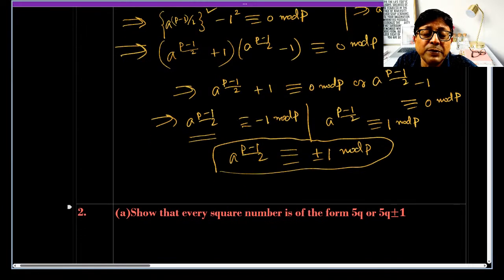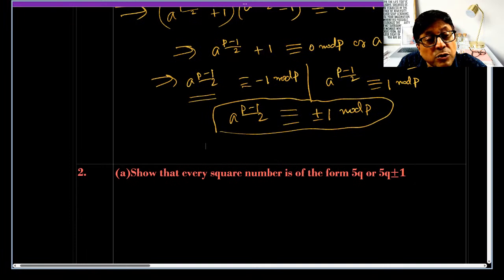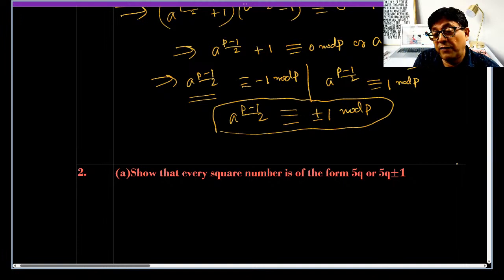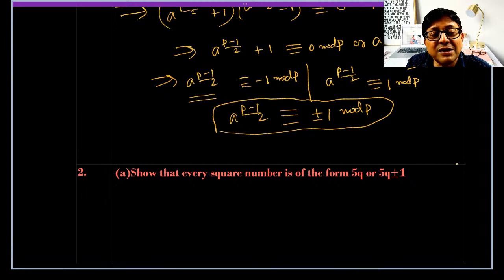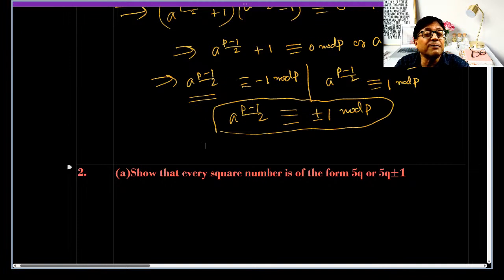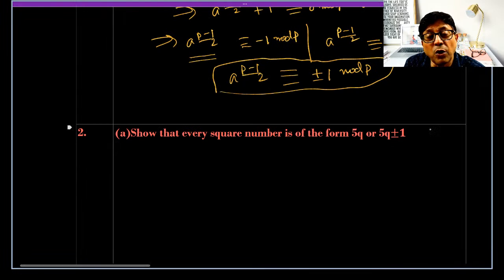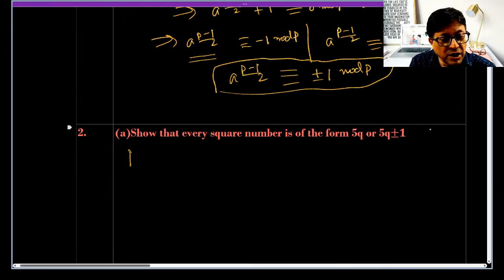So when you are going to prove that every square number is of the form 5q or 5q plus 1, this is a great help. So how to prove it? By using another version of Fermat's little theorem. So how do we apply the concept of Fermat's little theorem to prove this? Every square number is of the form 5q or 5q plus 1. How to prove this?